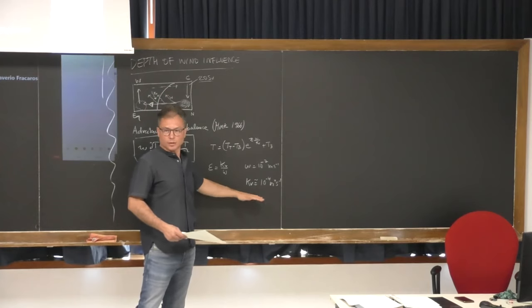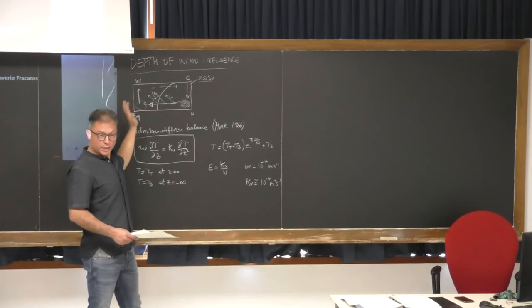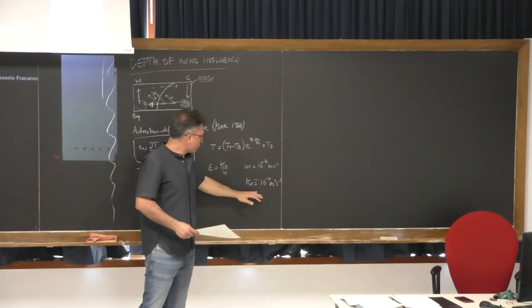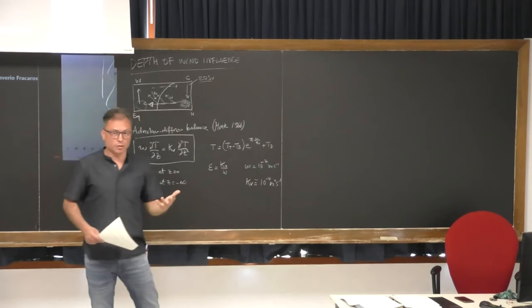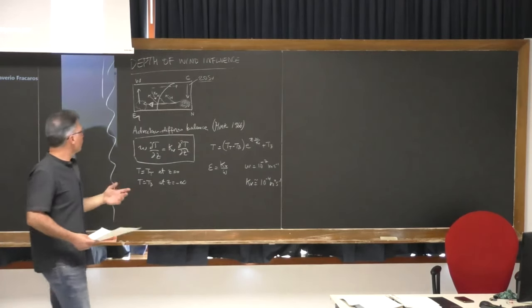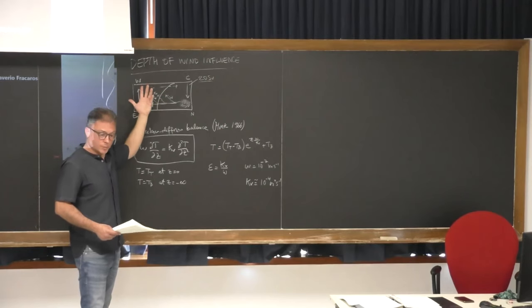So you will need some other mechanism to bring all this deep water back to the surface. And that is wind stress upwelling at the Southern Ocean. So the theoretical value of vertical diffusivity is too large, given the observations. So vertical diffusivity cannot be the only way to bring all this water back to the surface. You will need some other mechanism.